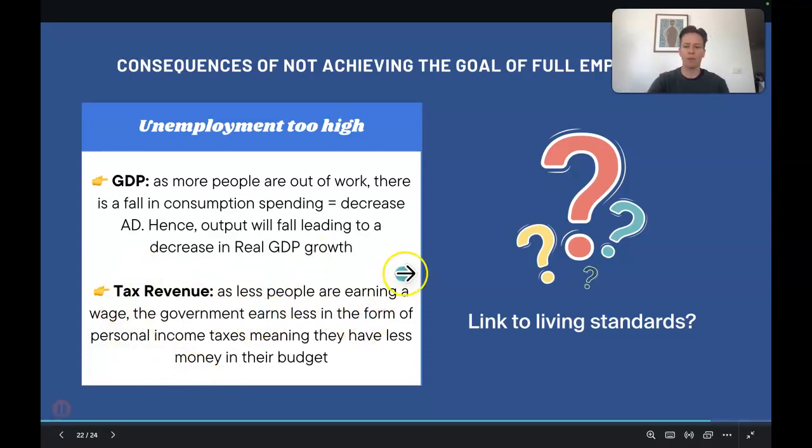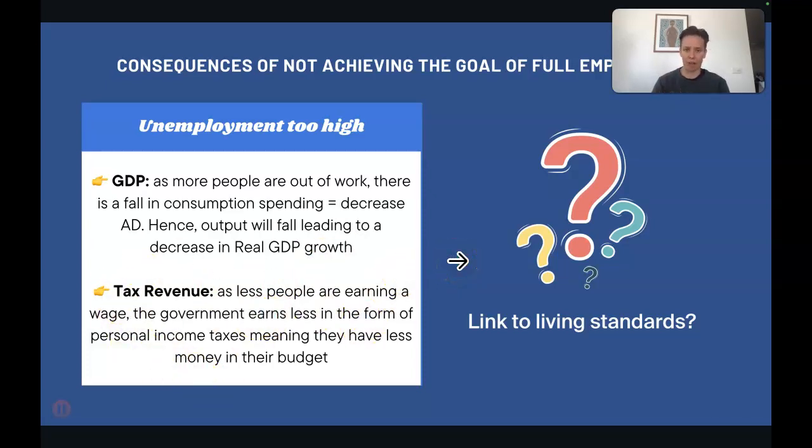The other one here is tax revenue. Being mindful that obviously the government earns a lot of tax revenue through employment. So if unemployment is too high, then there's going to be fewer people earning a wage, which means the government is going to earn less in the form of personal income taxes. They will struggle on other taxes as well. If you're not spending as much, their GST revenues are going to fall, but the biggest one that gets hit is personal income taxes.